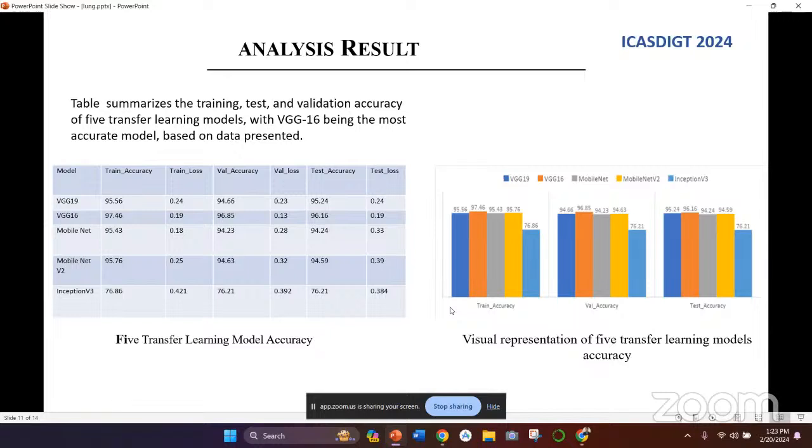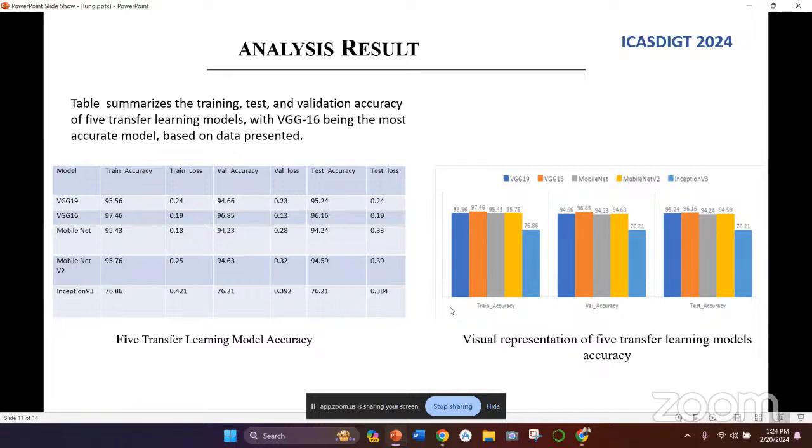MobileNet training accuracy 95.43, test loss 0.18, validation accuracy 94.23, validation loss 0.28, test accuracy 94.24, and test loss 0.33. MobileNet V2 training accuracy 95.76, and test loss 0.25, validation accuracy 94.63, validation loss 0.32, and test accuracy 94.56, test loss 0.3.